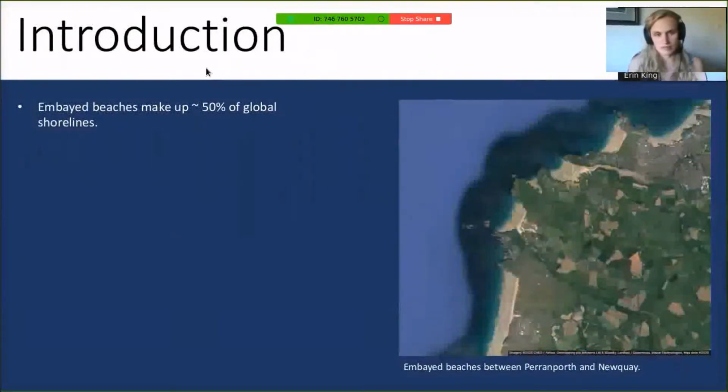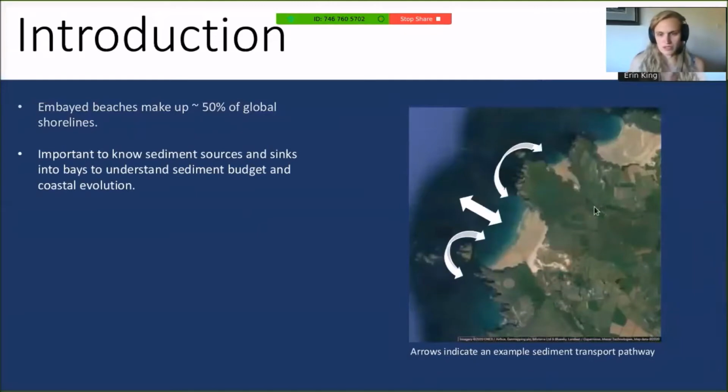Embayed beaches make up around 50% of global shorelines. Here's an example of a chain of embayed beaches along the north coast of Cornwall, between Perranporth and Newquay. It's important to know the sources and sinks of sand, of sediment, into these bays to understand the sediment budget and the coastal evolution in the long term.